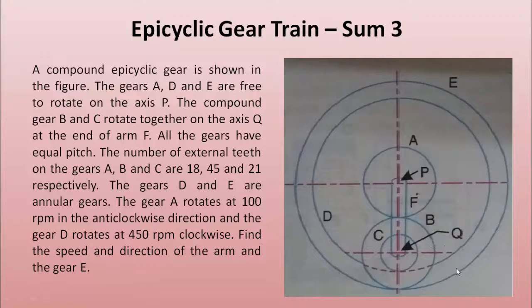Gear B is internally meshed with gear E. See, gear E has teeth on the inside. Gear C is internally meshed with gear D. They have given us the gear teeth of A, B and C.